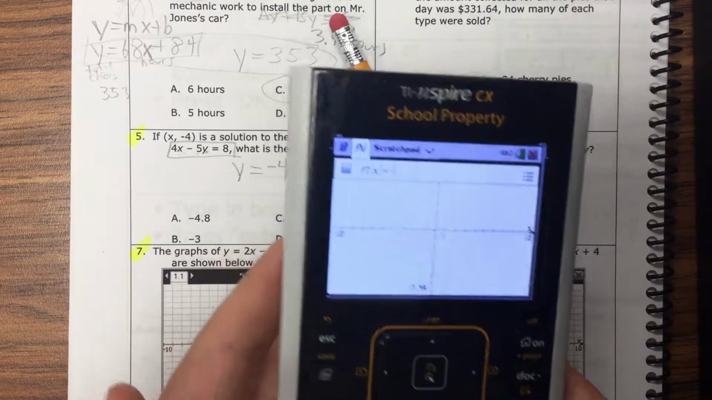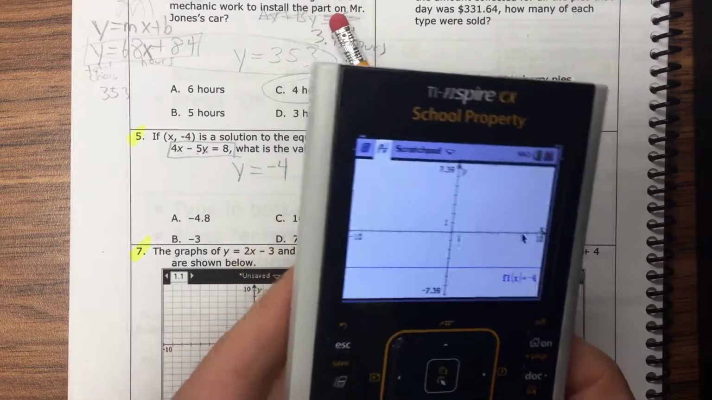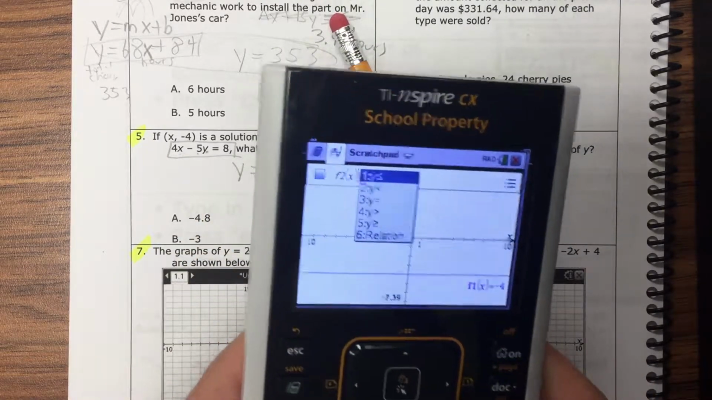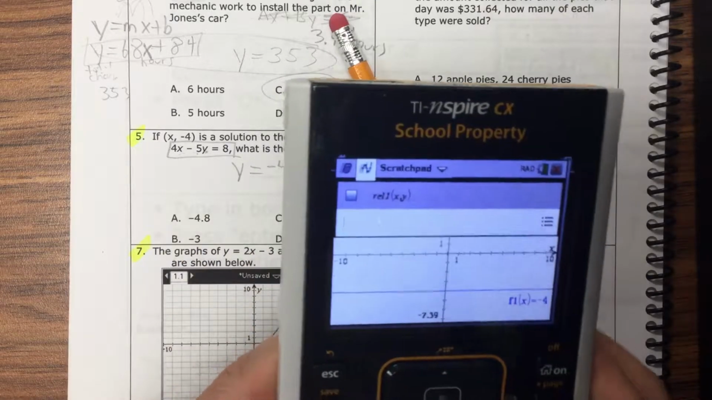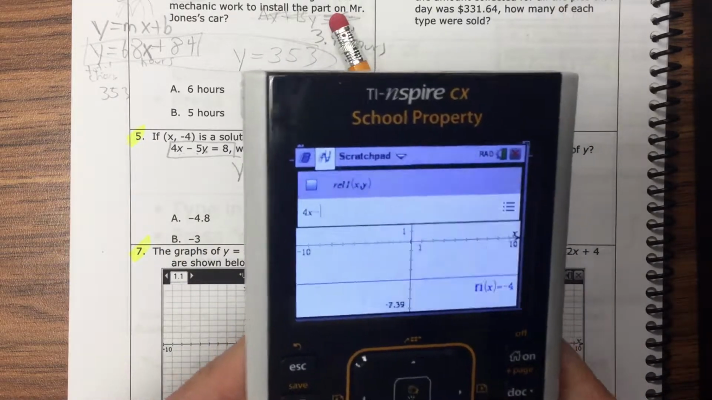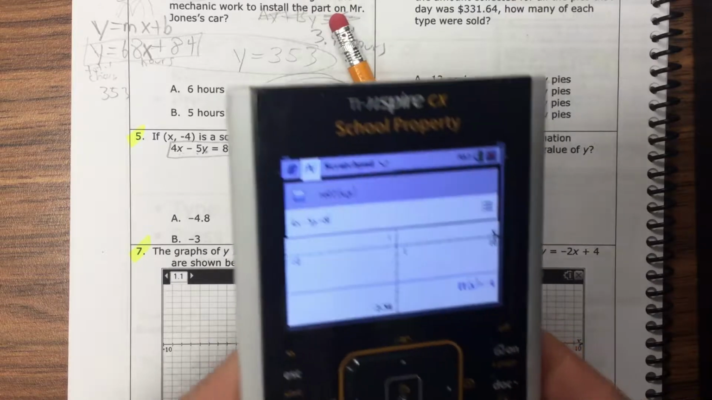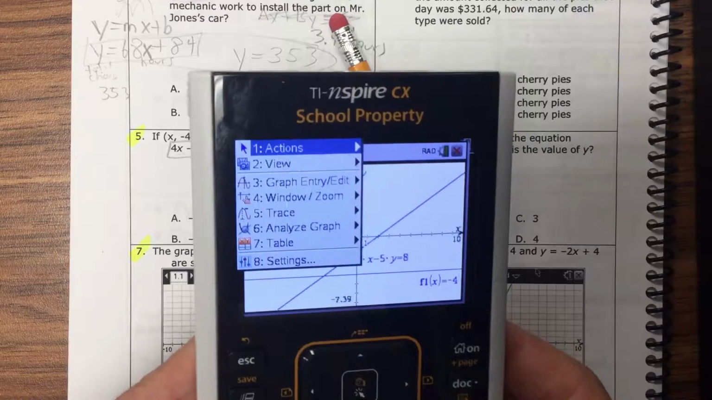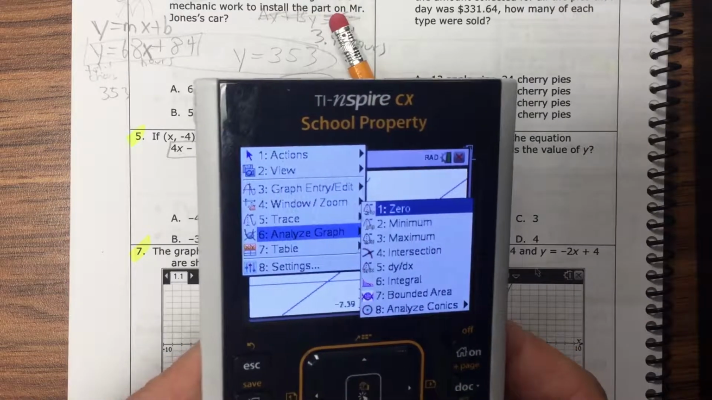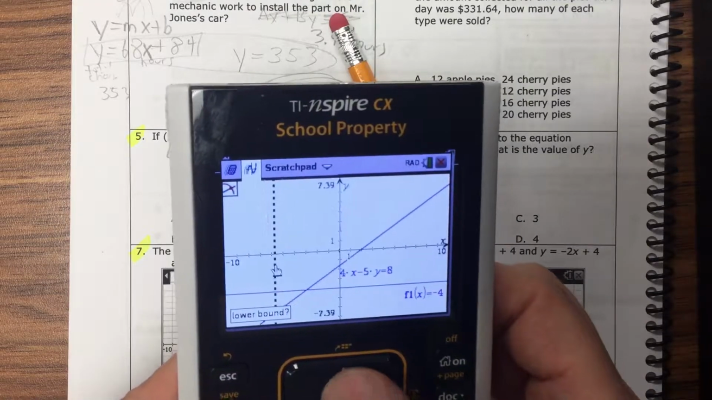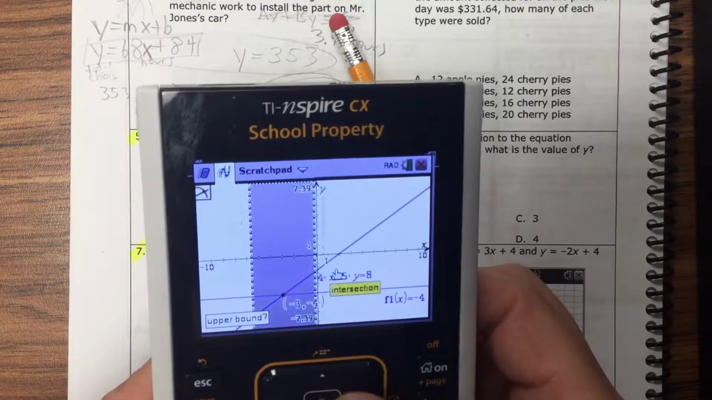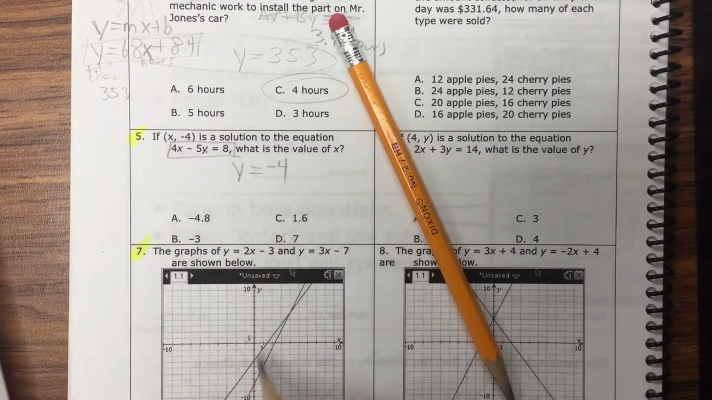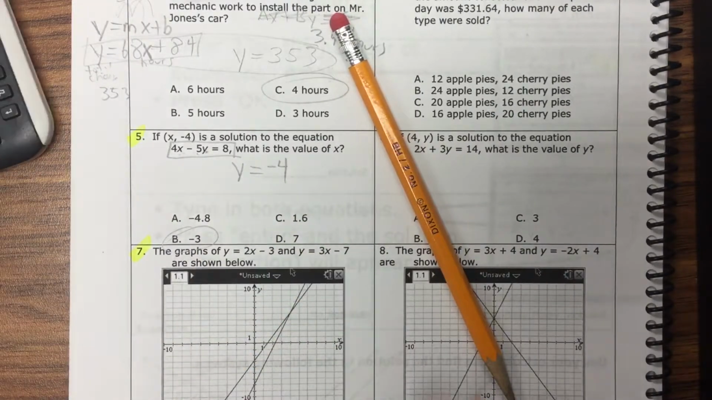y equals negative 4. There it is. And then I need to put the second one in as a relation. 4x minus 5y equals 8. There's my other one. There's my intersection, menu, analyze graph, intersection. Go over here to one side, click, drag, negative 3 comma negative 4. So when y is negative 4, x is negative 3.